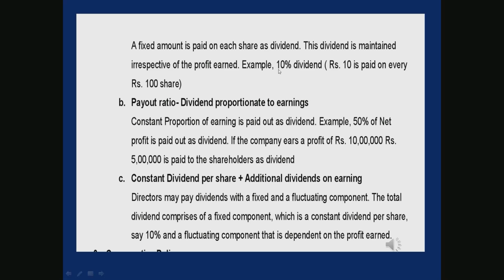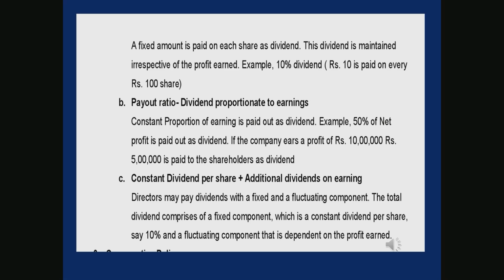Let us say for the 10% dividend, rupees 10 is paid on every 100 rupees. Payout ratio, where a percentage of the earnings is paid as dividends. Let us say 50% of the earnings. If the company makes a profit of 10 lakhs, 5 lakhs is paid out to the shareholders as dividend. Constant dividend per share plus additional dividend. This is a combination of both, where a fixed amount of, let us say, rupees 10 is paid plus a variable component which depends upon the earnings of the company.